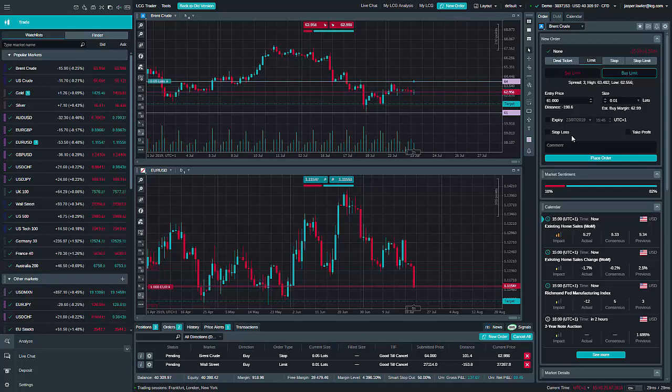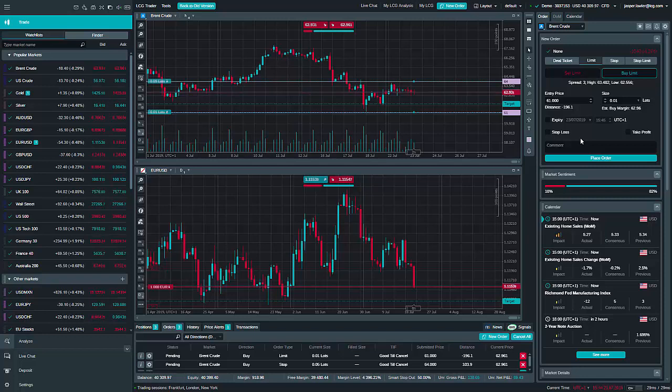If you're a bit more relaxed on how quickly you enter this order, you know, it's at 63 now, it's going to take a while to get to 61, then you can actually go ahead and place your stop loss and your take profit before the trade. And then we have a buy order in Brent crude at 61. So I hope that clears up how to place a trade and how to use orders in LCG Trader.